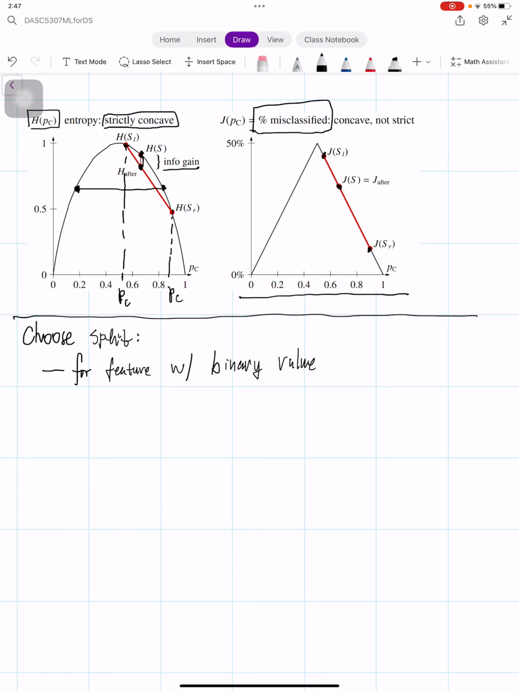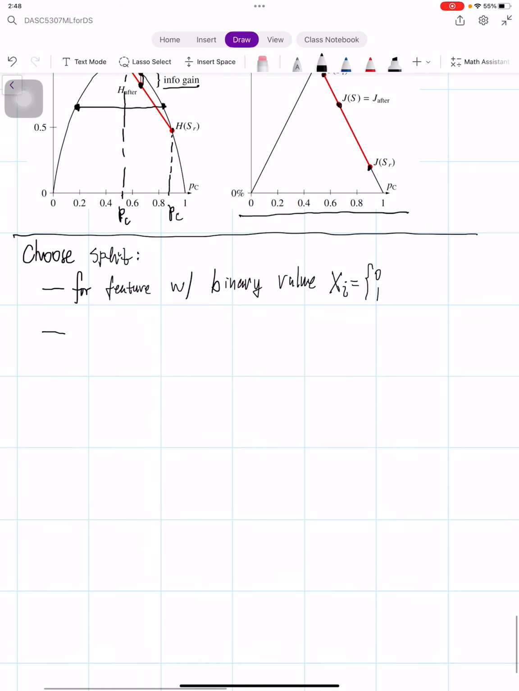For example, X could be the smoking status: is a patient smoking or not smoking? Then there is only one split, right? Just 0 and 1. So that's for the discrete case. Similarly, if xi is a categorical value with more than 2 values, we just split using the number of categories they have.